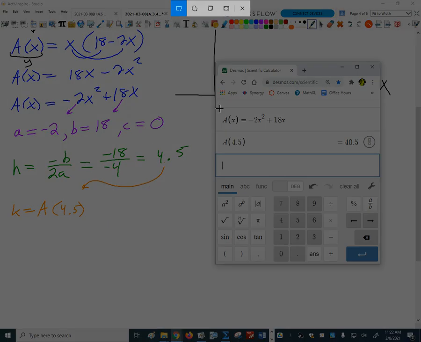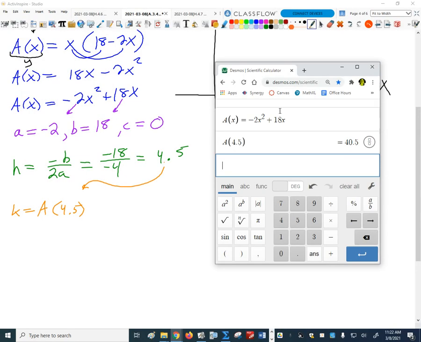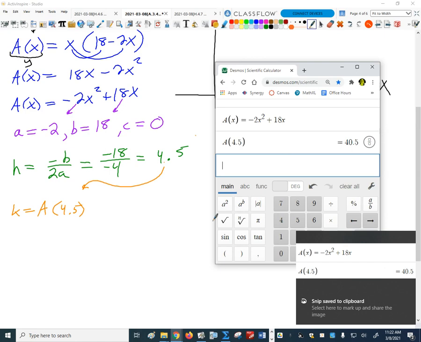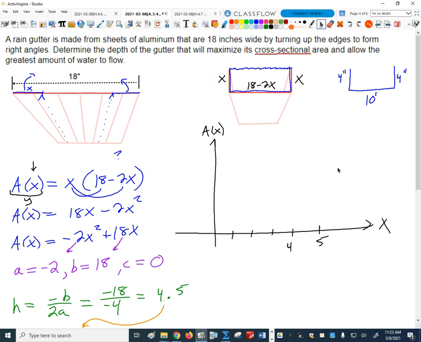And you have access to Desmos, the scientific Desmos, and that's all I'm using. It's not even the graphing one. You have access to that all the time on tests, right? So you can use Desmos for this stuff.